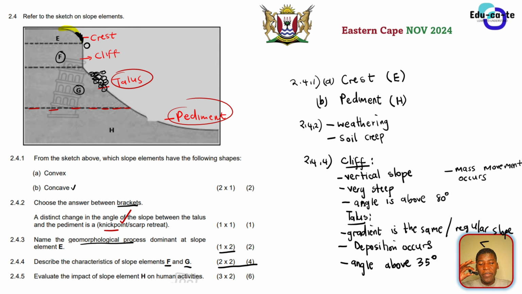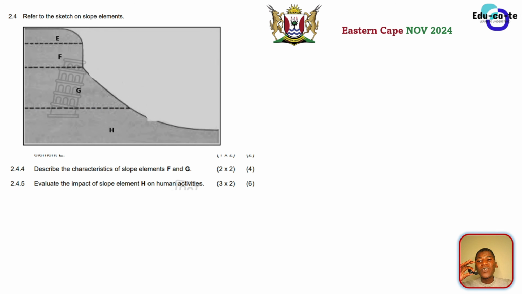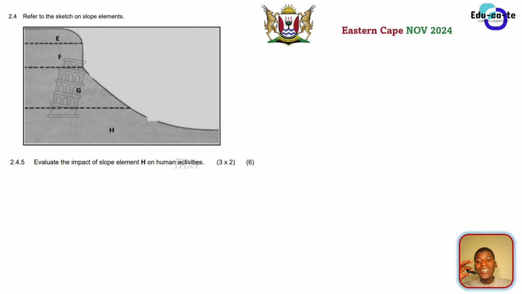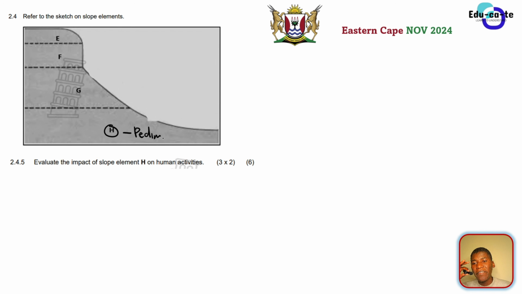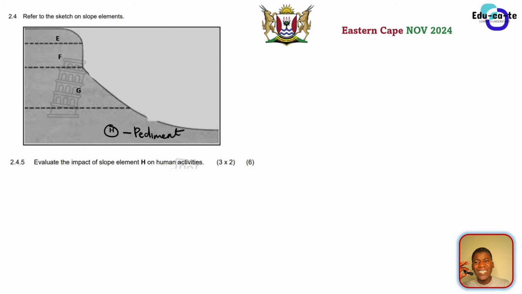So now let's go to 2.4.5. It says: evaluate the impact of slope element H on human activities. Slope element H, we've already identified it to be the pediment. So now what is the impact? It can be a positive impact, it can be a negative impact, but it must be an impact of slope element H on human activities.